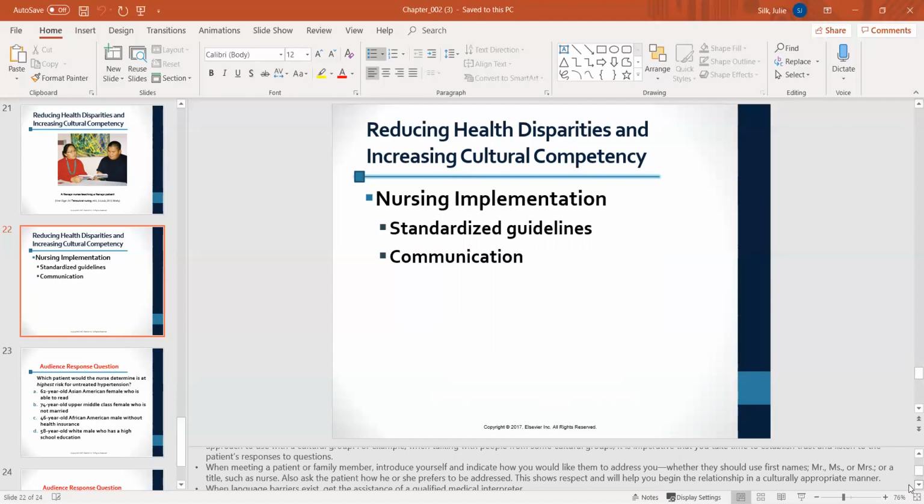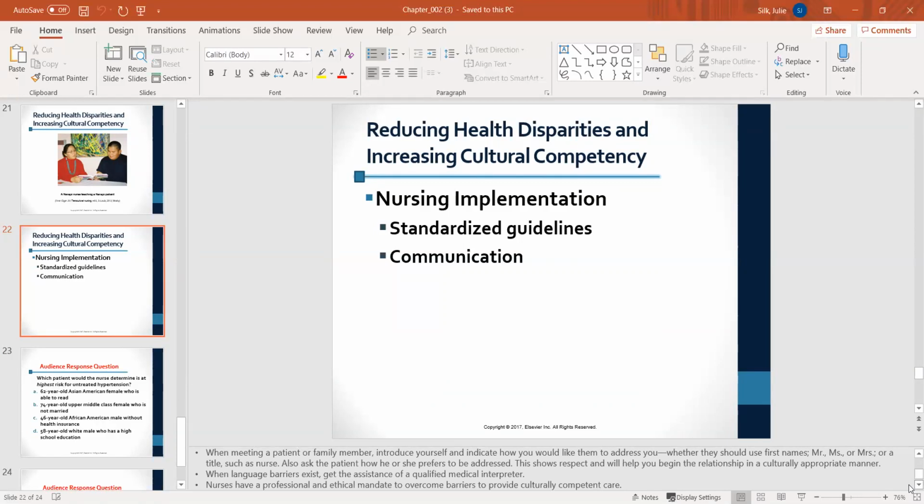When meeting a patient or family member, introduce yourself and indicate how you would like to have them address you, whether they should use first names or Mr. or Mrs. or a title such as a nurse. Also ask the patient how he or she prefers to be addressed. This shows respect and will help you begin the relationship in a culturally appropriate manner. When language barriers exist, get the assistance of a qualified medical interpreter. Nurses have a professional and ethical mandate to overcome barriers to provide culturally competent care.